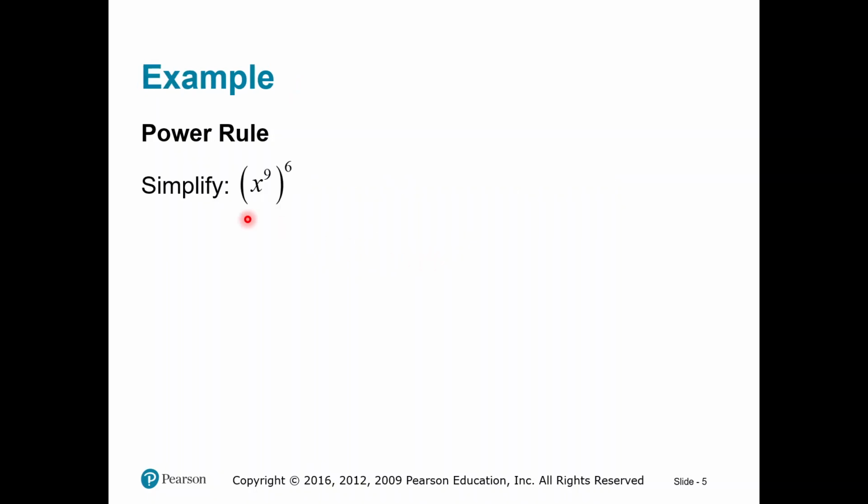So for example, I have x to the 9th, raised to the power of 6. And so I multiply the powers together. So 9 times 6 is 54. And so this is x to the 54, because 9 times 6 is 54.